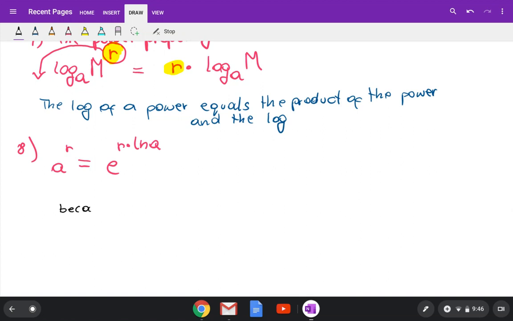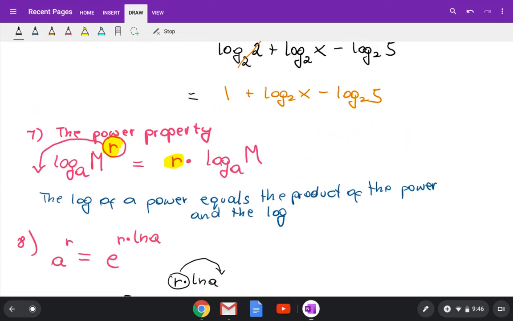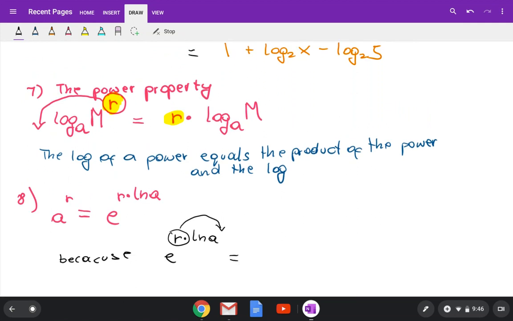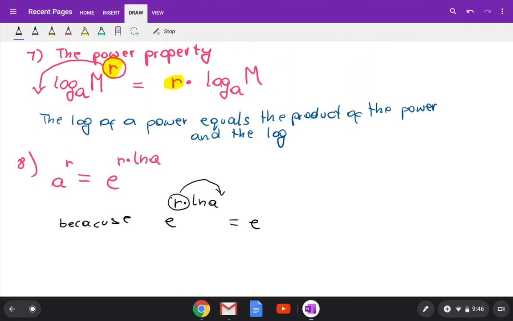Because, I'm going to start proving that from the right side, e to the power of r times ln a. Look what happened. I have an expression in front of log. I can move this back as a power. So I'm using the power property, but the one which you have on the right side, I'm moving r back to a as a power. So this is the same as e to the power of ln a, and r was moved here.